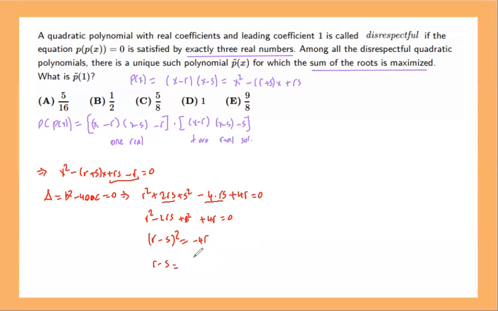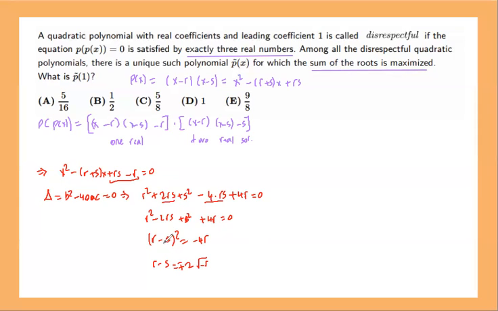I can pull 4 out of the parentheses, right? So that should be 2 square root of minus r. But since we take the square root, we need to make sure we have the plus and minus version of that. Okay, but it doesn't really look nicer so far. But we are told the sum of the roots will be maximized, which means r plus s has to be the maximum. So this is r minus s.